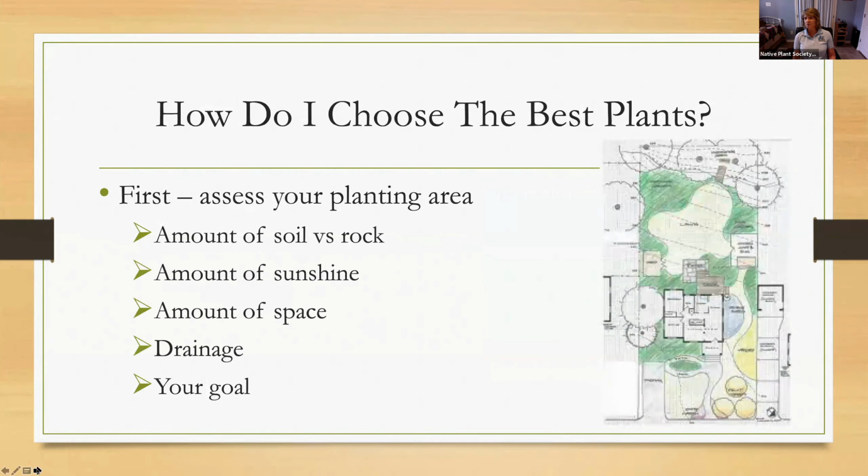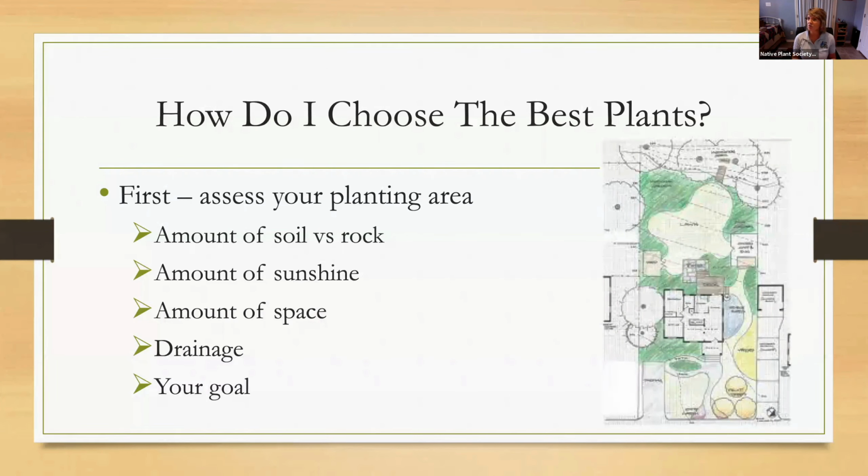So what do you do now? How do you go about choosing your best plants? We could spend an entire hour, obviously, on landscaping, and I am not a landscaping expert, so that is the last thing I'm going to attempt to do. But I pulled this picture off of the internet just to give you an idea of how you might assess what you're trying to do.